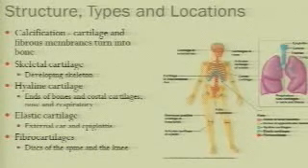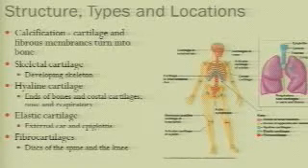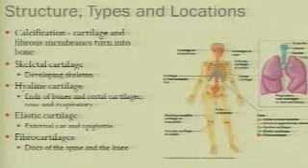Elastic cartilage is found in the external ear and the epiglottis, that little flap that goes over the trachea or the windpipe. Okay? A great way to remember that is you can see they all begin with the letter E. Elastic cartilage, external ear, and epiglottis. E. All those are elastic cartilages.